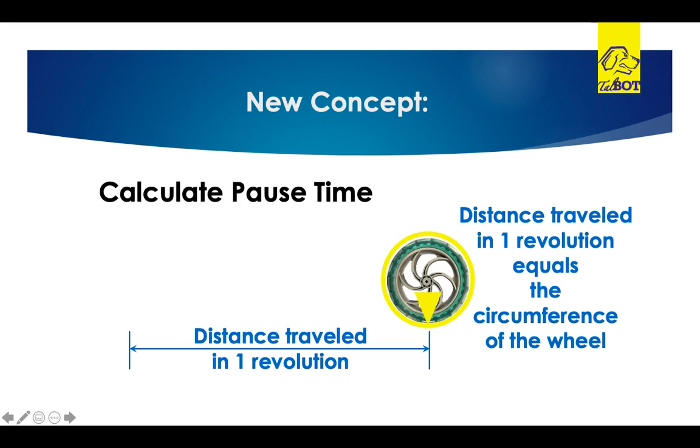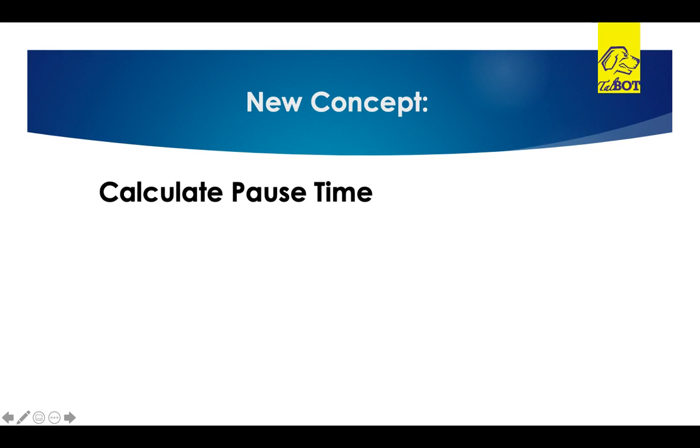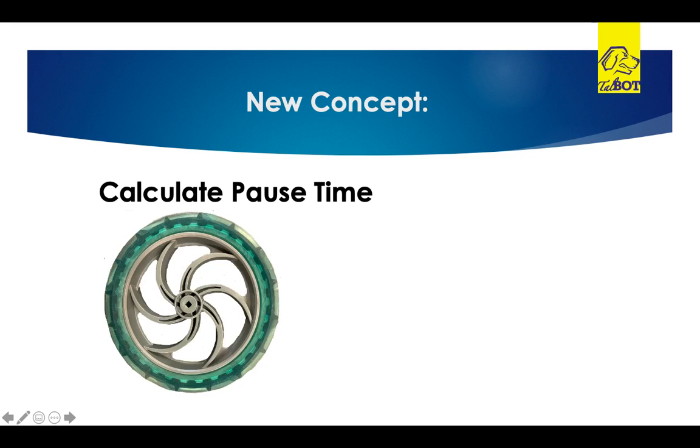Sounds like it should work. So let's look at how we figure out the circumference, so we can get one of the values that we need to know. All right, so here's our wheel.